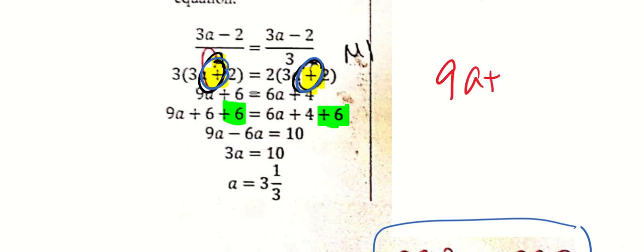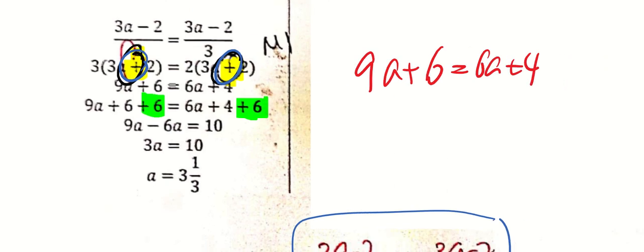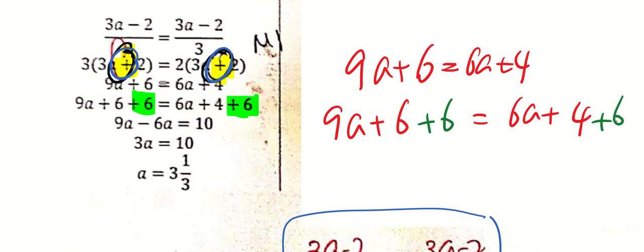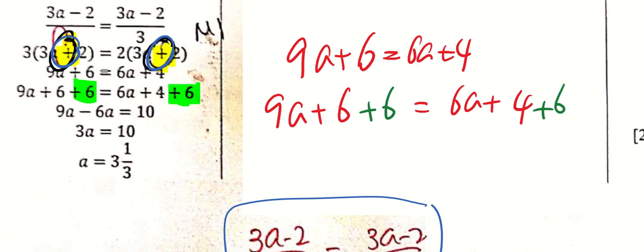In the equation above, 9a equals 6a plus 4. Okay, so 9a equals 6a plus 6, sorry, 6a plus 4. In the following step, this is what they did. They added 6 to both sides of the equation. Am I right to say that? Well, okay.